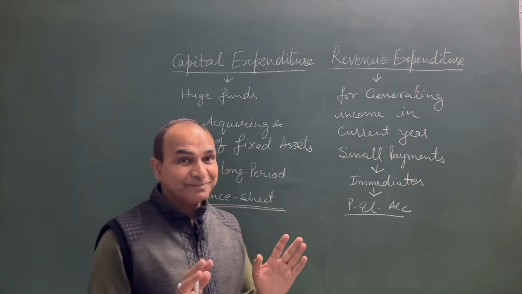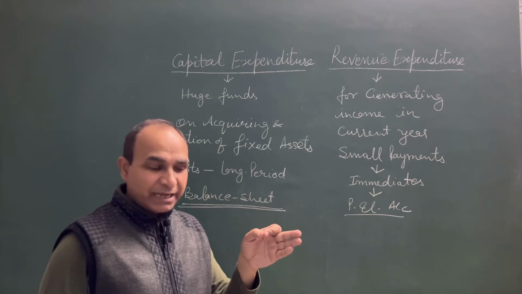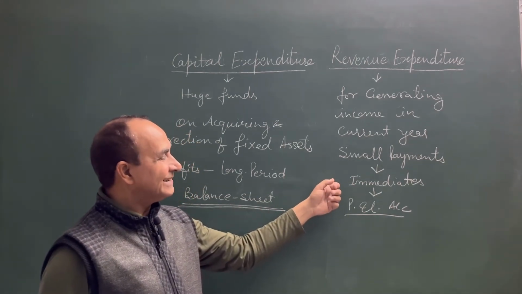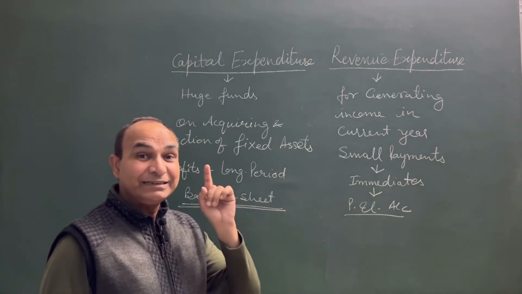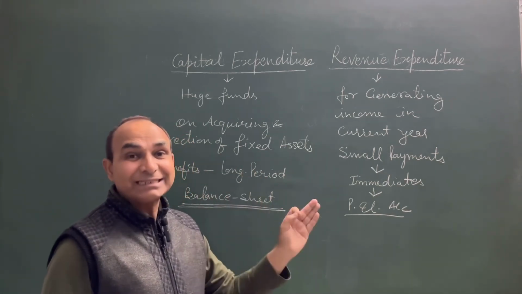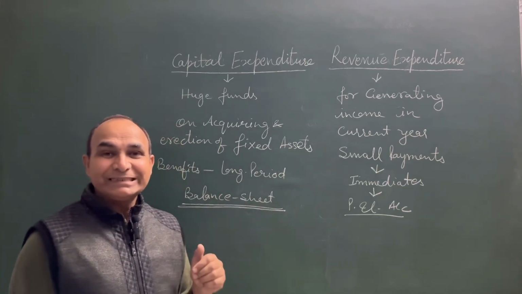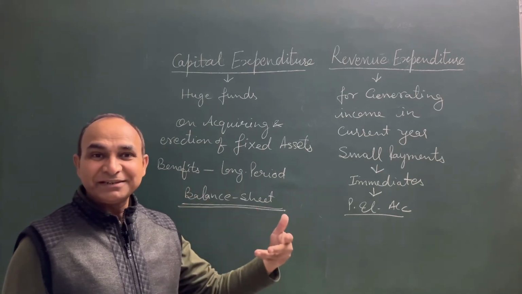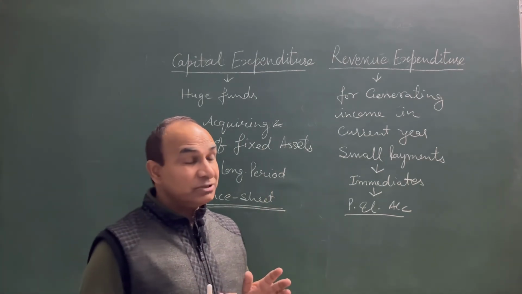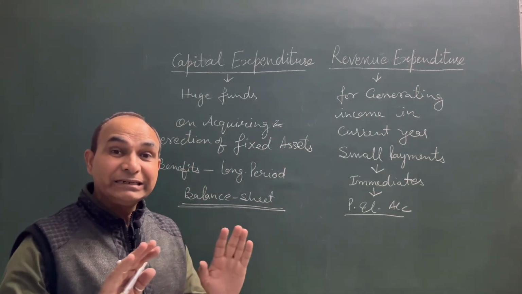And one more thing, the part of capital expenditure which is exhausted, expired in the current year, that is also transferred to the profit and loss account, considering it as revenue expenditure, like depreciation, like expenses incurred on repair and maintenance. So I think students, the distinction between capital expenditure and revenue expenditure is clear to you.